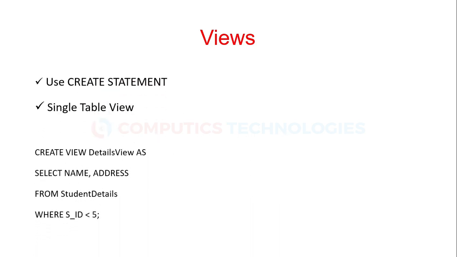We can create a view using the create view statement. A view can be created from a single table or multiple tables. For example, we will create a view from a single table. In this example, we are creating a view with create view and selecting name and address from the student details table. So it means we are creating a view from only one table, student details.